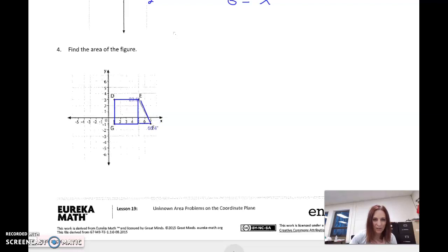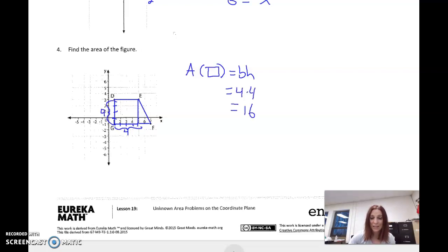Do we know how to find the area of a rectangle and the area of a triangle? Yes. So the area of a rectangle, base times height, length times width, doesn't matter. They don't give us numbers, so we count it. 1, 2, 3, 4. This is 4 units down here. And going this way is 1, 2, 3, 4. This is 4 units. So 4 times 4 equals 16.